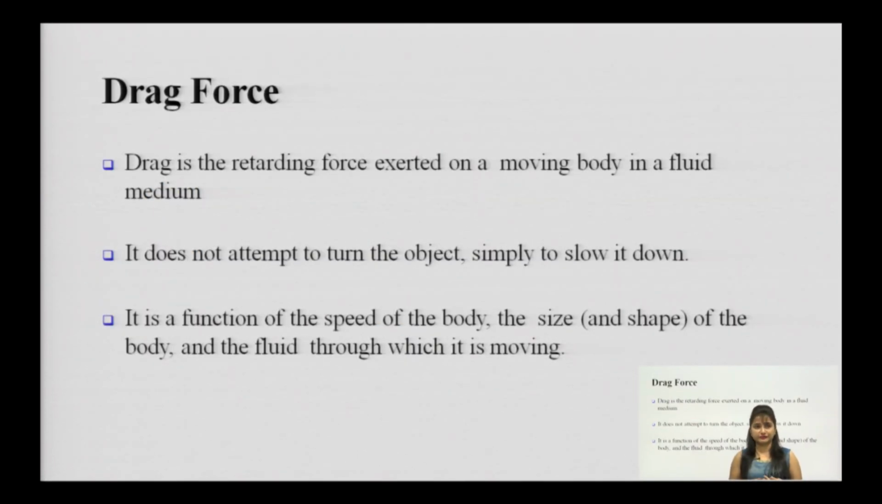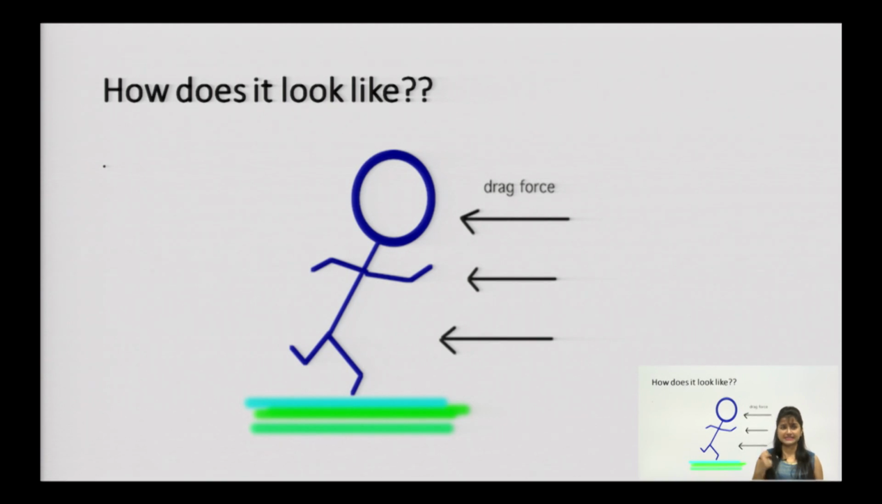Now, coming to the drag force, it is the force exerted by a moving body in a fluid medium. This drag force does not try to turn the object, but it simply slows it down. This drag force is dependent on the speed of the body, the size and shape of the body, and the fluid through which it is moving. This is how drag force works, as you can see by this simple diagram.